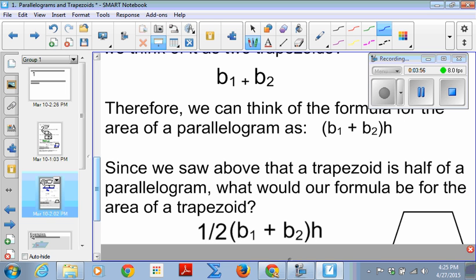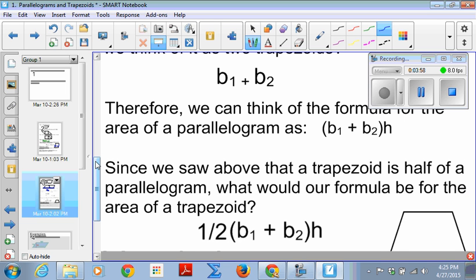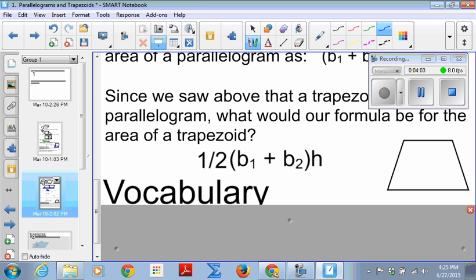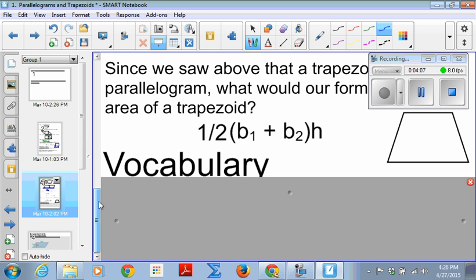So we have to cut that in half because a trapezoid is half of a parallelogram. So our trapezoid area is half of base 1 plus base 2, that quantity put together, all that times the height.